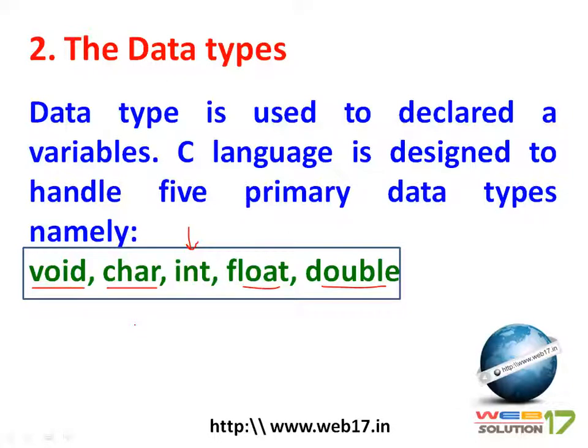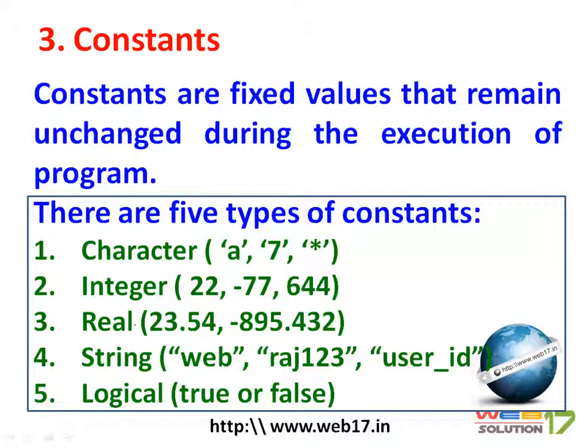Now we are looking at the constants. So what is a constant? Constants are fixed values that remain unchanged during the execution of the program. There are 5 types of constant. First is character constant, that is any character enclosed within single quotes. It may be an alphabet, a digit, or a special symbol. The second is integer. It consists of any integer number. It may be negative or positive. The next is real. It consists of any floating point values. It may be positive or negative, similar to integer.